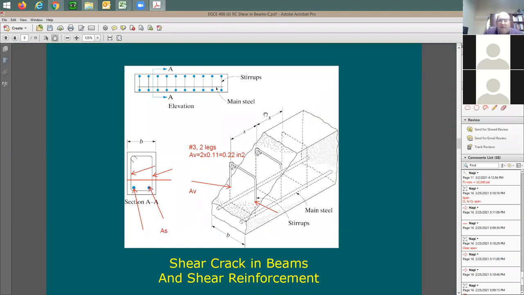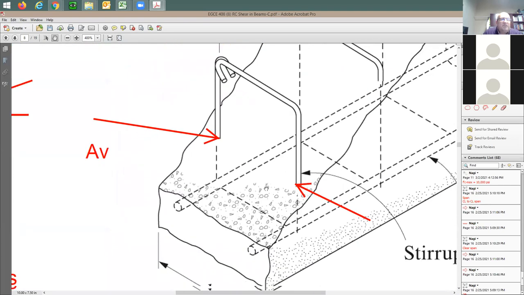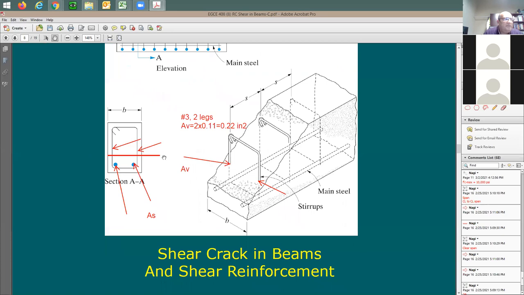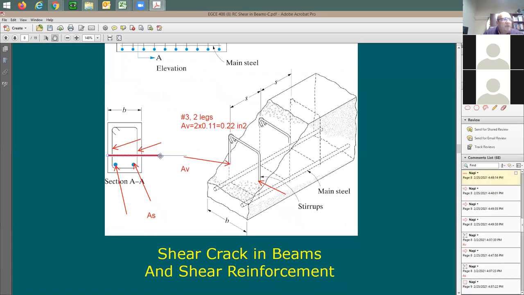How about A_v? A_v is going to be for the ties. Ties are going to be resisting the shear and providing the shear strength to the beam. So A_v is going to be the total cross-section area that you find when you cut through this tie. And here's a section. You're going to be cutting here through the entire section to find out the amount of shear reinforcement. Amount of shear reinforcement is going to be equal to the cross-section area of this bar plus the cross-section area of this bar.